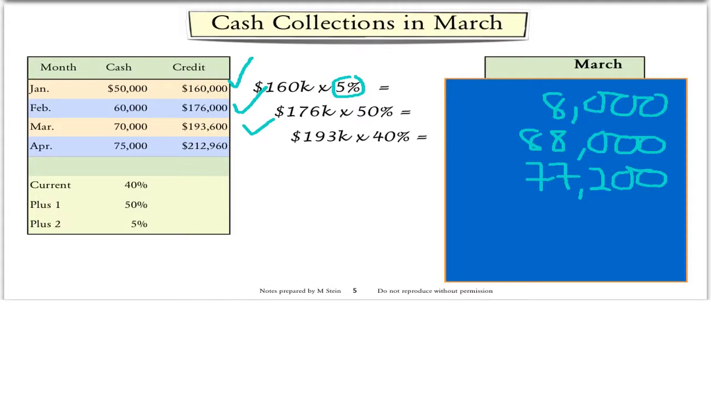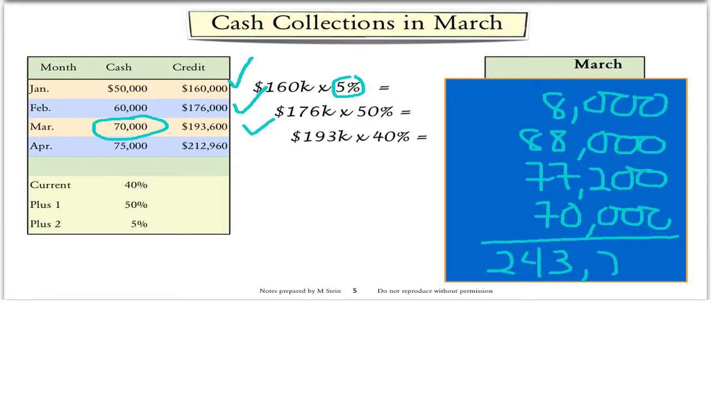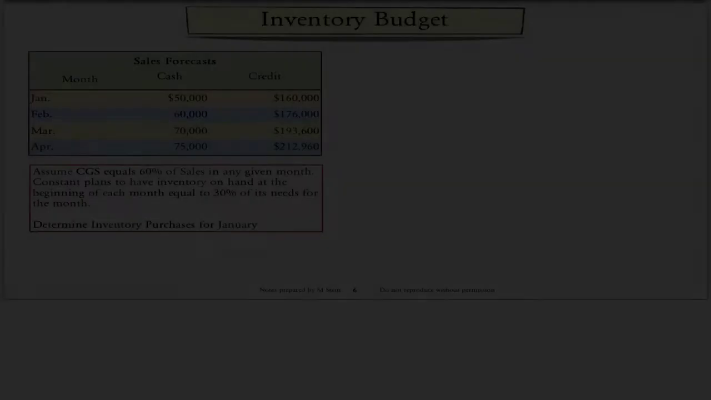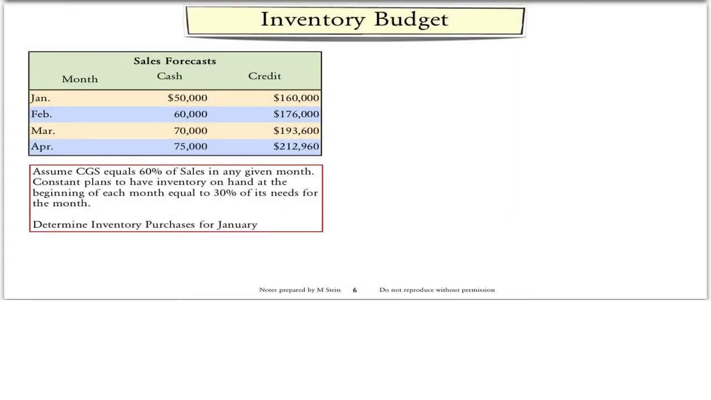And of course, we don't want to forget the actual cash sales in March, so we'll add those in, $70,000. So the total in March is equal to $243,200. Another type of budget is the inventory budget.